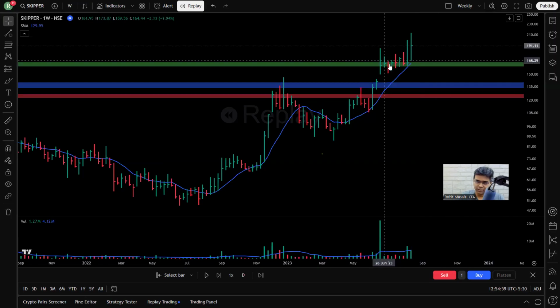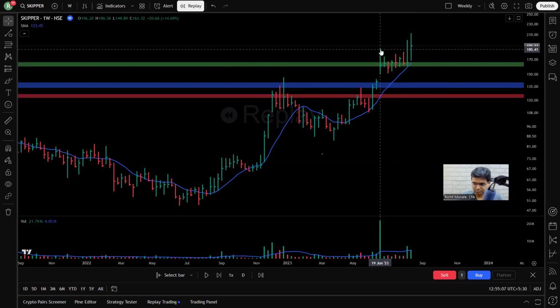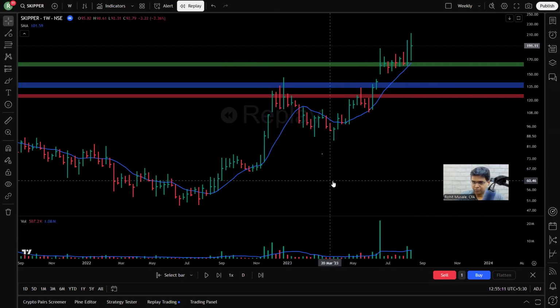By the way, do you notice another base here? See, after this, you have one, two, three bars closing below the high of this base. I mean, it's easy to spot bases here. You don't need to do base counting here. It's all visual, right? Now coming to the main point of the video.